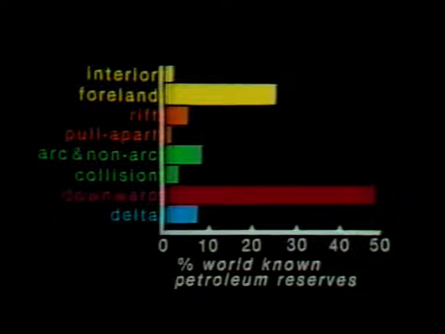Here is a histogram which shows the distribution of the world's known petroleum reserves according to the basin types. This graph is based on data published by Klemme in 1980. Again, we see that downwarp basins and foreland basins dominate the world reserves, but considerable reserves are found also in rifts, deltas, and convergent margin basins.